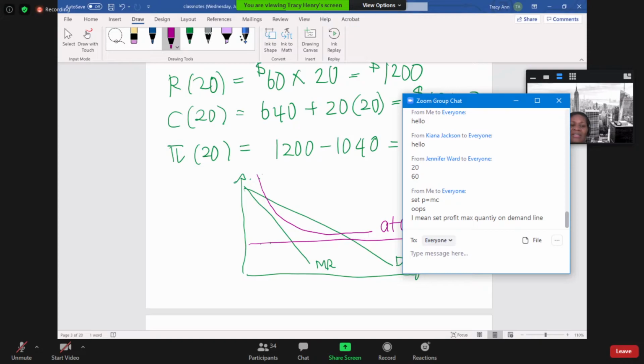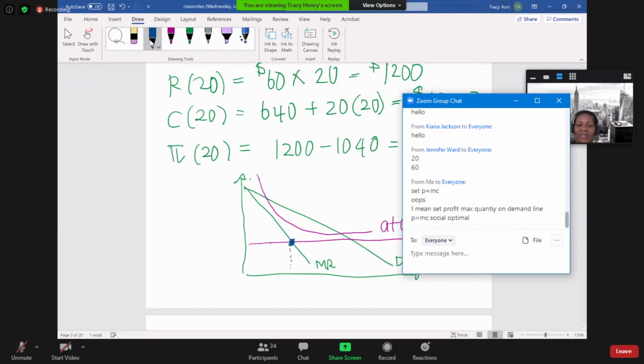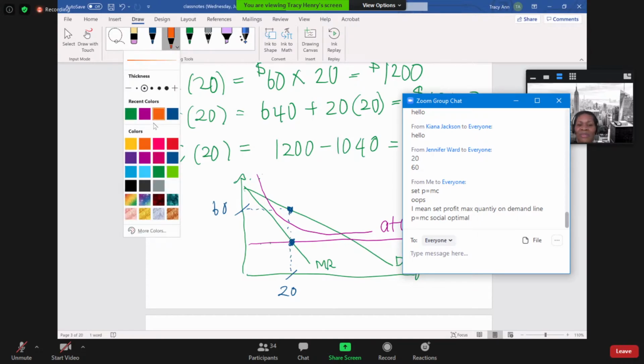So I want you guys to be able to see the profit max quantity on the demand line. We haven't gotten yet to P equal MC, because what I want us to realize is that what we did was we find where MR is equal to MC. And when we find where MR is equal to MC, we got the quantity of 20. And we went up to the demand curve to figure out what the price is, and we figured out that the price is 60. On a separate note, why I did all of this is because I want you to be able to see that.